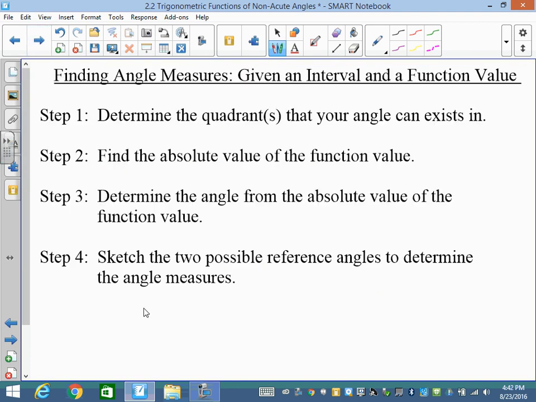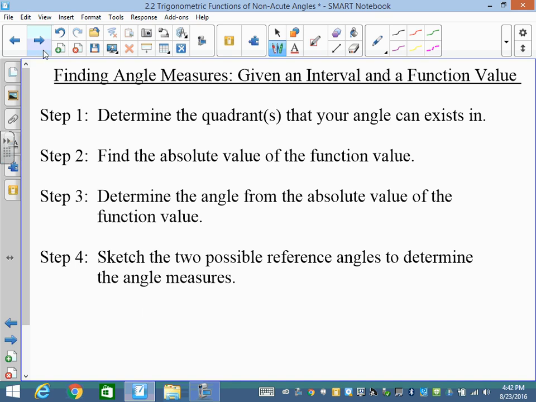So in the next little bit, finding angle measures given an interval and a function value. So now you're going to have to read your chart backwards, I guess is a way of putting it. You have to determine the quadrant that your angle can exist in. It can exist in more than one. Remember, it's positive in 2 quadrants, negative in 2 quadrants. Find the absolute value of the function value. Determine the angle from the absolute value of the function value. Anyways, get your reference angle. And then sketch the 2 possible reference angles to determine the angle measures. You don't do step 4. I'm not going to worry about step 4. It's can you get me to those 2 angles.